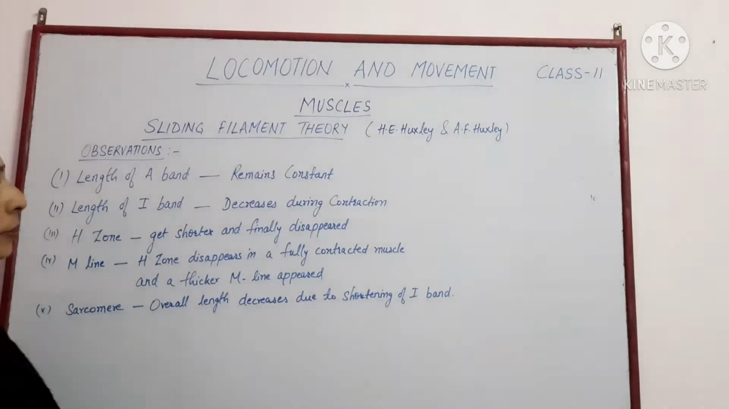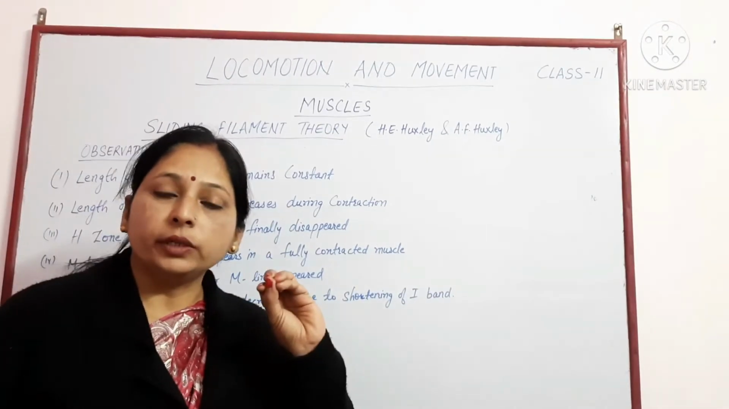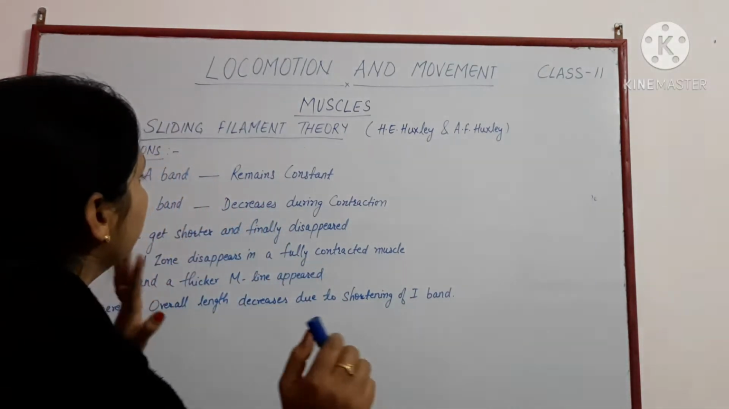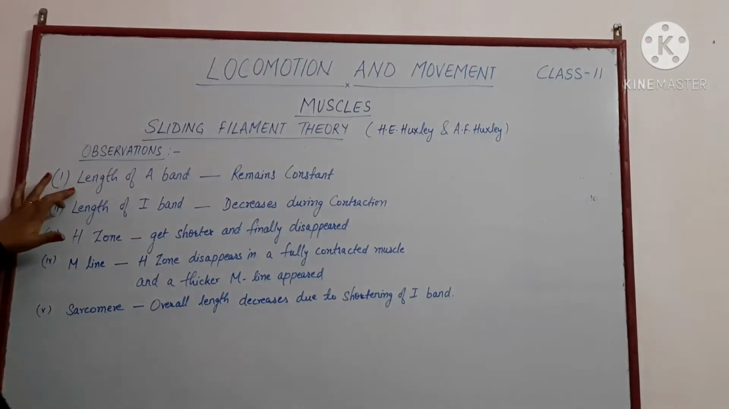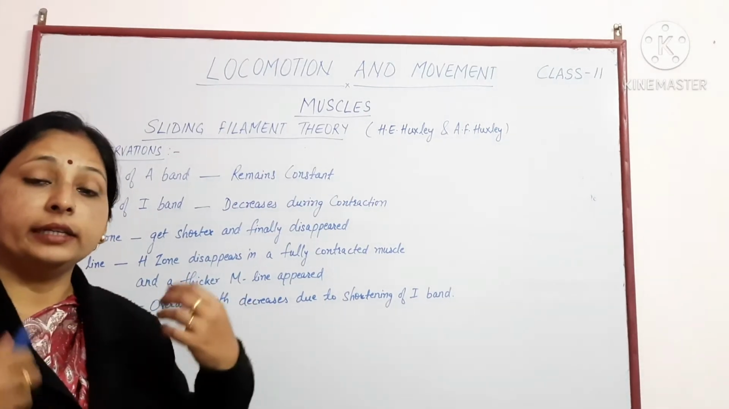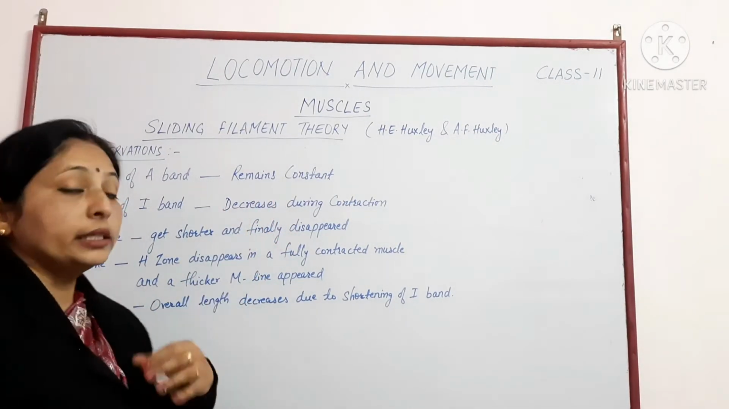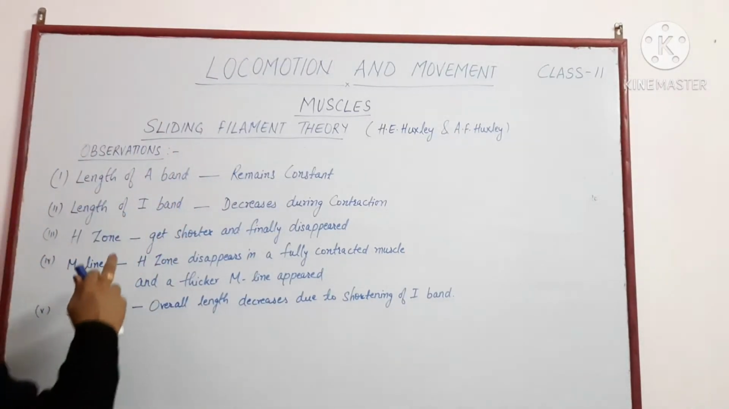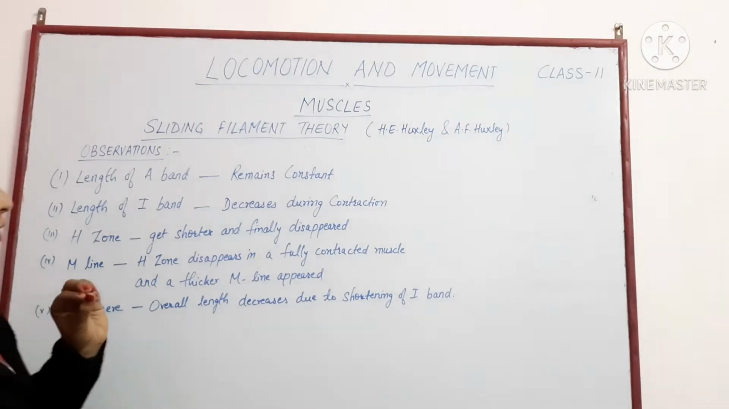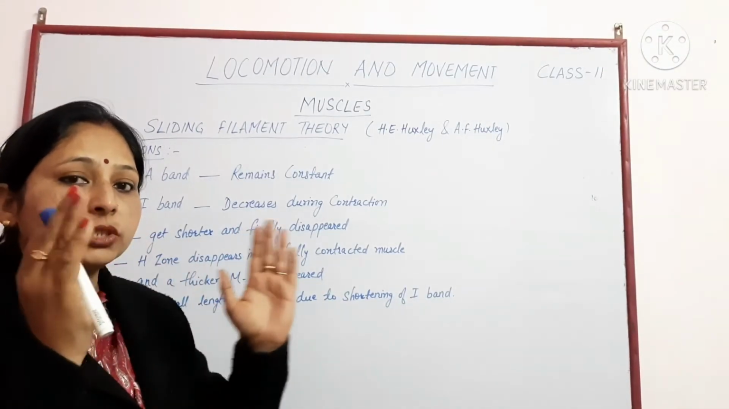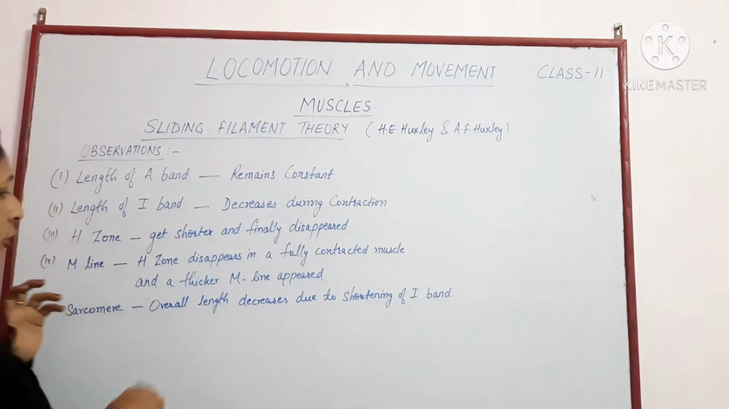The length of the A band remains constant during the relaxation as well as contraction. There is no change in the length of the A band, it remains constant. While the length of the I band decreases during the muscular contraction. During relaxation, there is no change in the I band, but during contraction, this I band decreases, which results in the contraction of muscles also.